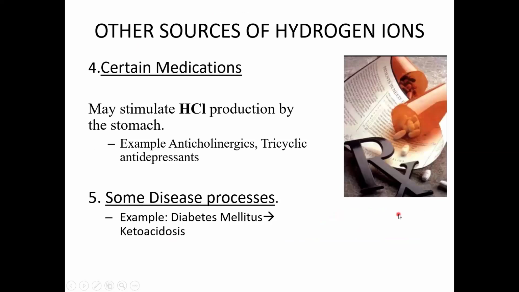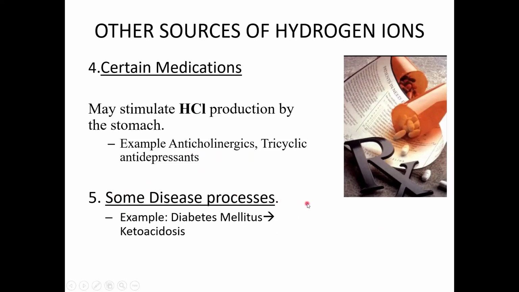What are the other sources by which hydrogen ions can be produced? Certain medications also increase or stimulate the production of hydrochloric acid in our stomach. Normally, our stomach produces hydrochloric acid, but if it is produced in excess, this may be the result of certain medications such as anticholinergic drugs and tricyclic antidepressants. All these drugs are going to increase the concentration of HCl.